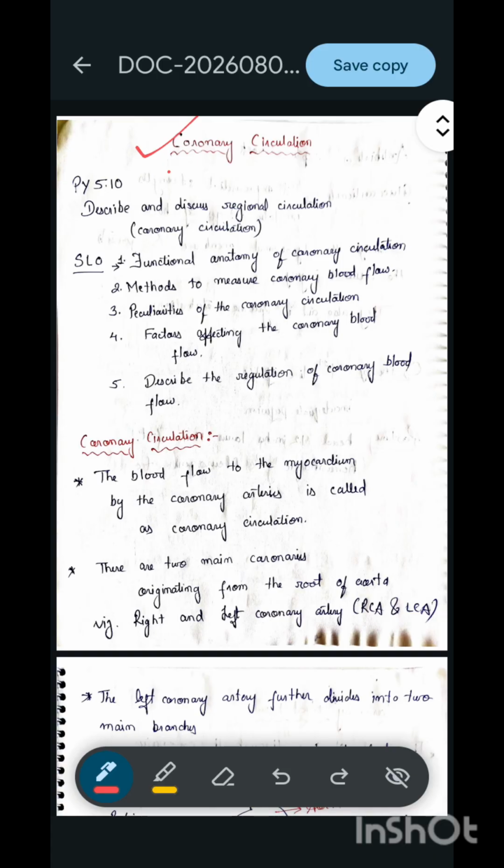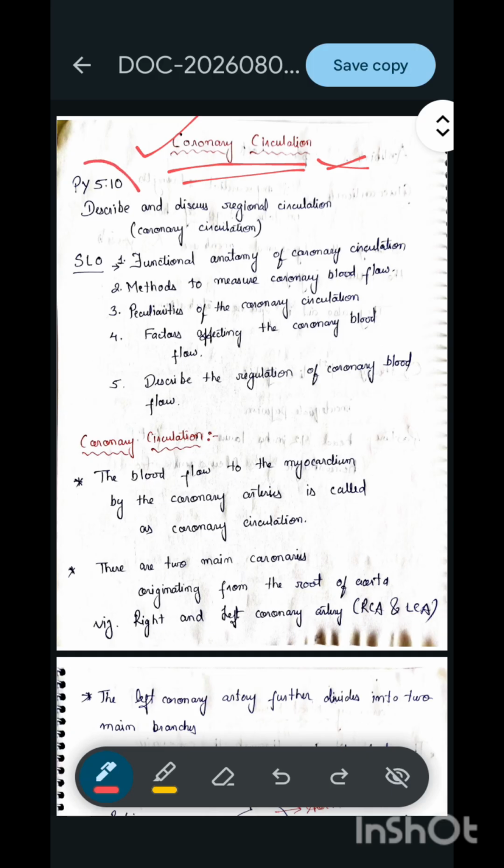Today, my topic is coronary circulation. First we'll deal with the physiology of the coronary arteries, and then finally we'll reach something known as coronary artery calcium scoring. So it's a recent advancement. First, let's start with coronary circulation.